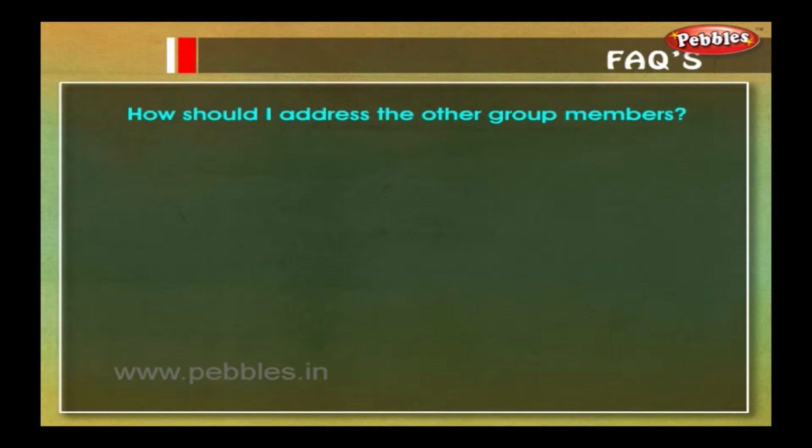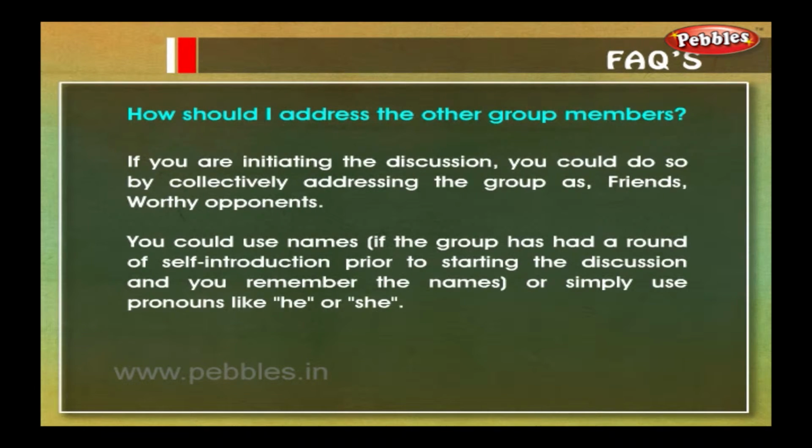How should I address the other group members? If you're initiating the discussion, you could do so by collectively addressing the group as friends, worthy opponents. You could use names if the group has had a round of self-introduction prior to starting the discussion and you remember the names. Or simply use pronouns like he or she.